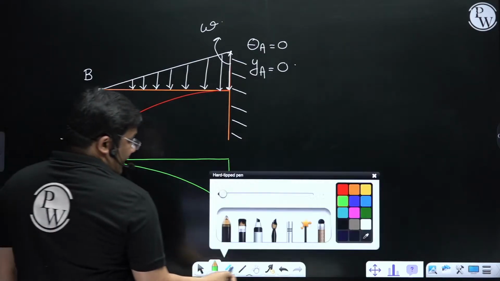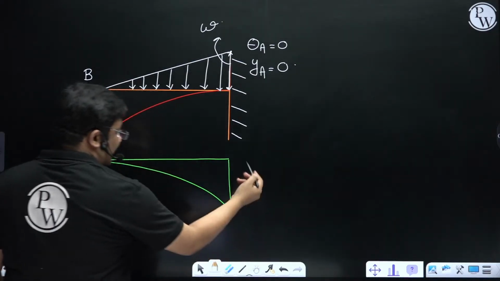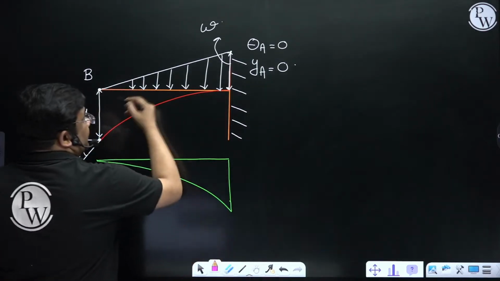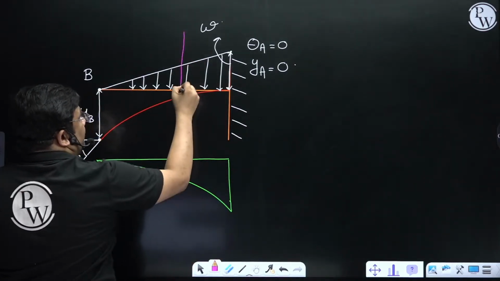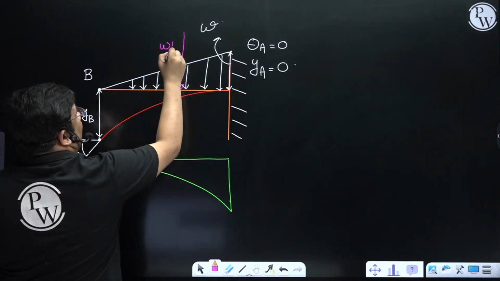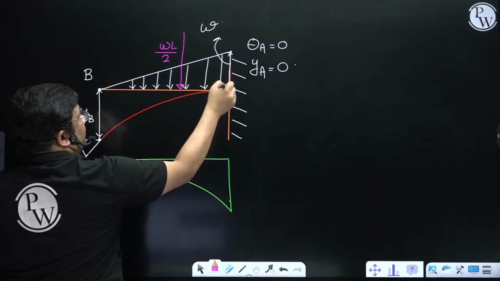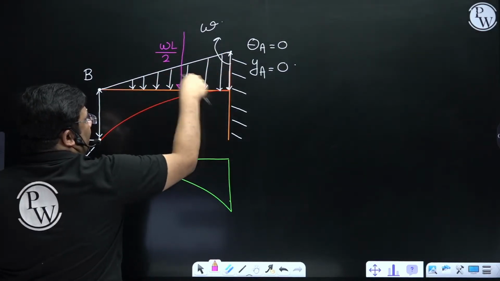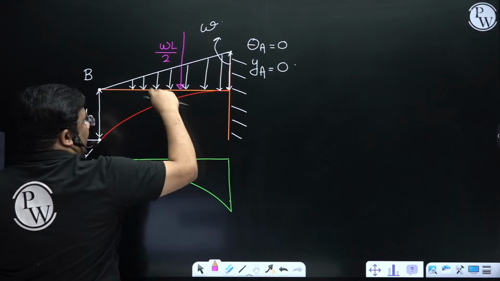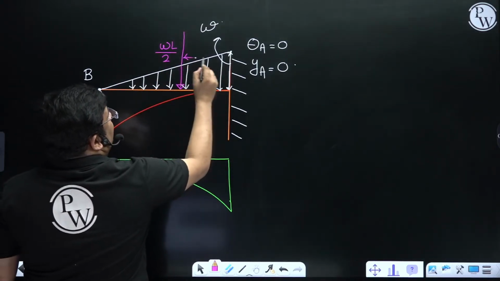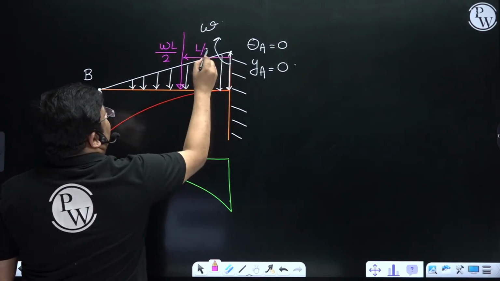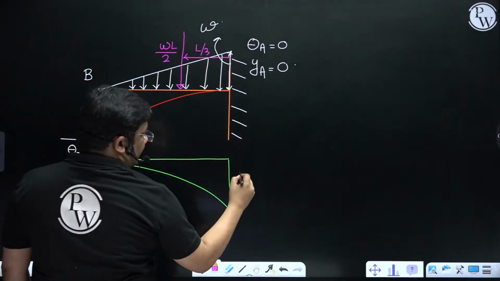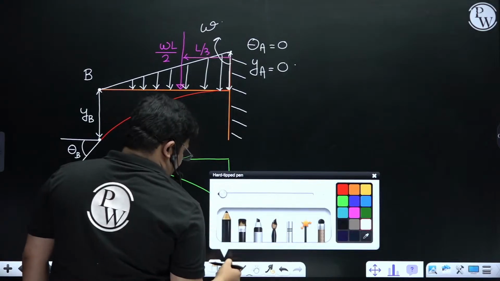Now if I want to find out the bending moment at the support, it is very easy. How to find out the bending moment at support? You see, this total load will be what? This total load will be WL by 2, because it is a triangular load, so half base into height. WL by 2, and this will be acting at how much distance? L by 3. So what is the bending moment at the support? WL by 2 into L by 3. This is WL square by 6.